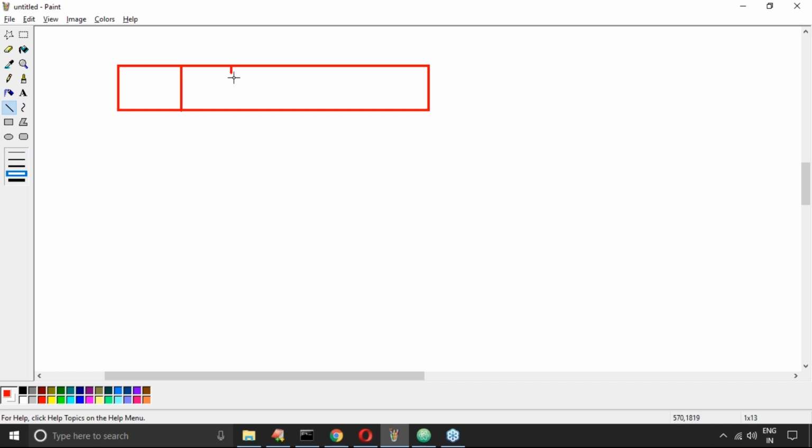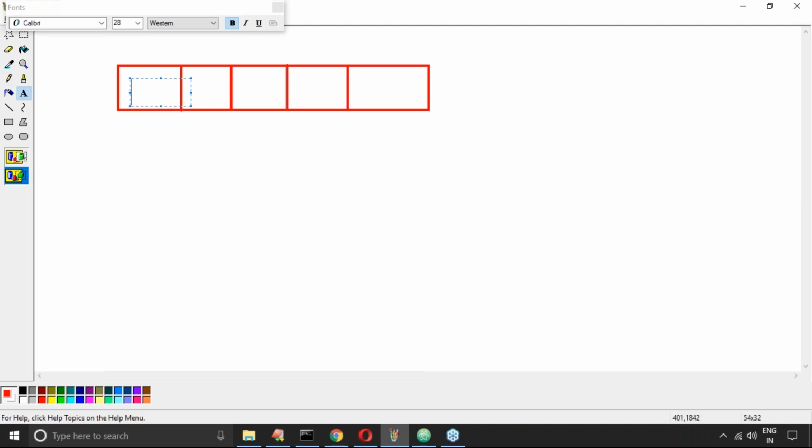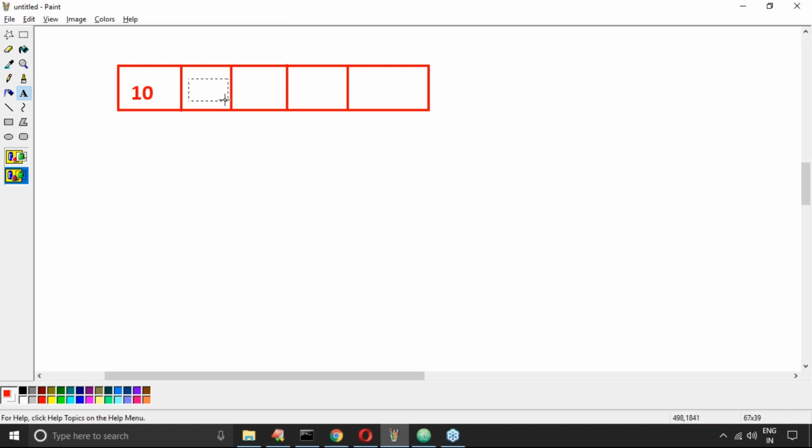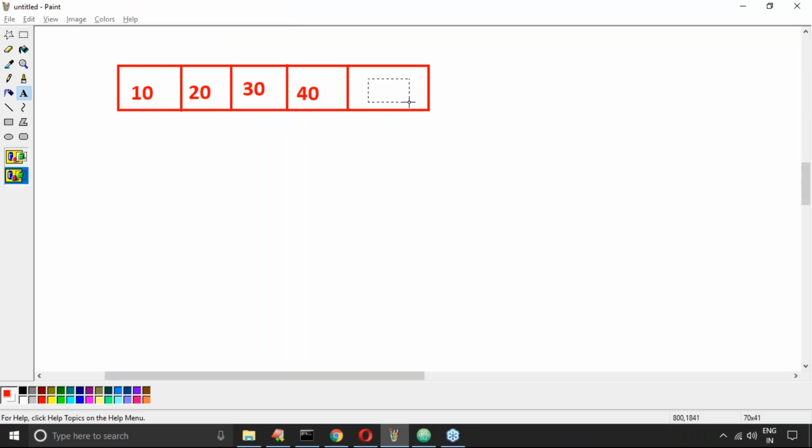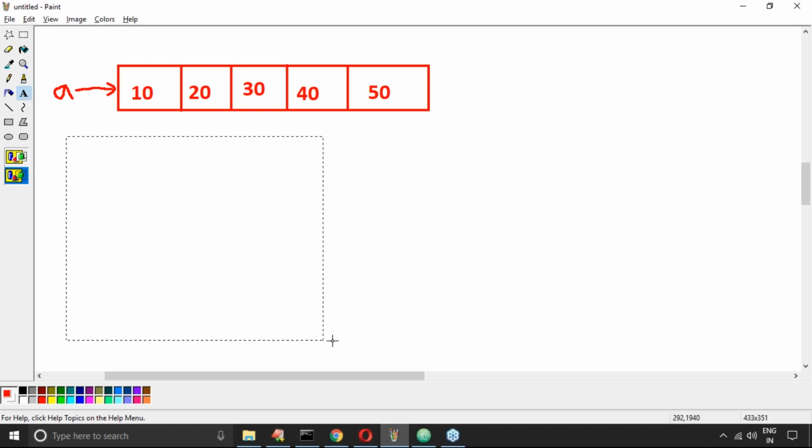Now I have an array. Assume the values are 10, 20, 30, 40, 50. Total how many values are there? 5 values. Assume that it is an int array. You know how to create this array, right? So what will happen in this case?